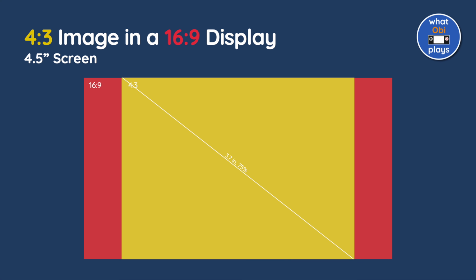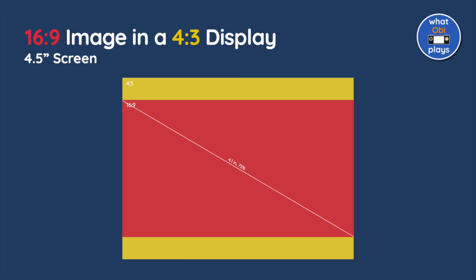bars. If we look at this graphical representation, we can see that given a 16:9 display that is 4.5 inches, when playing 4:3 content we only use 75% of the screen, giving us a relatively small 3.7-inch image, meaning we're wasting a lot of screen real estate and we have these really thick black bars that can be pretty distracting.